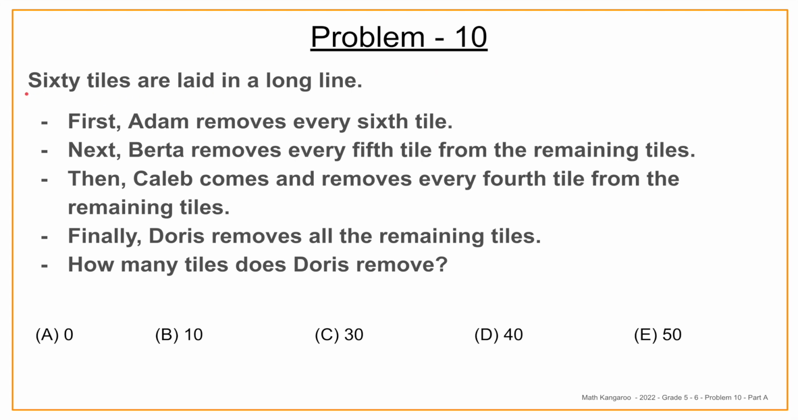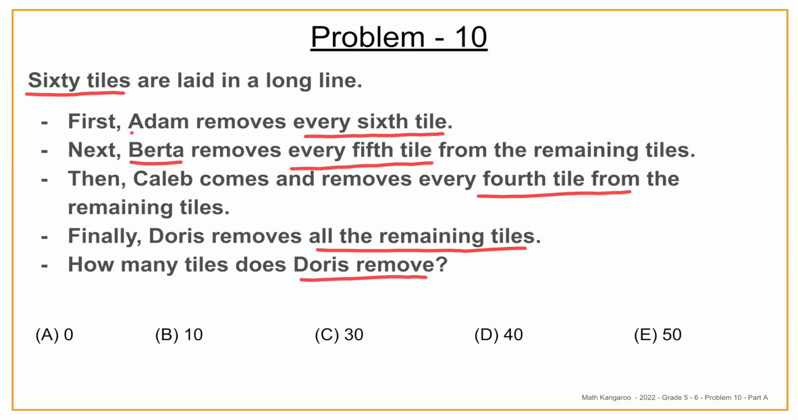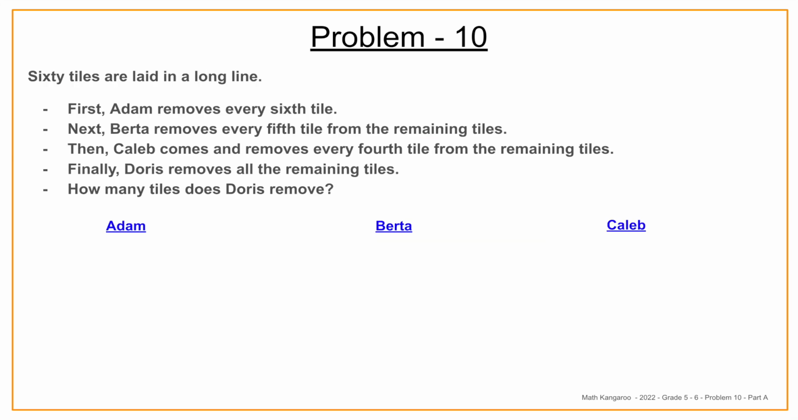Problem 10. 60 tiles are laid in a long line. First, Adam removes every 6th tile. Next, Berta removes every 5th tile from the remaining tiles. Then Caleb comes and removes every 4th tile from the remaining tiles. Finally, Doris removes all the remaining tiles. How many tiles does Doris remove? These are our options. Let us go along with this question and follow Adam, Berta and Caleb.